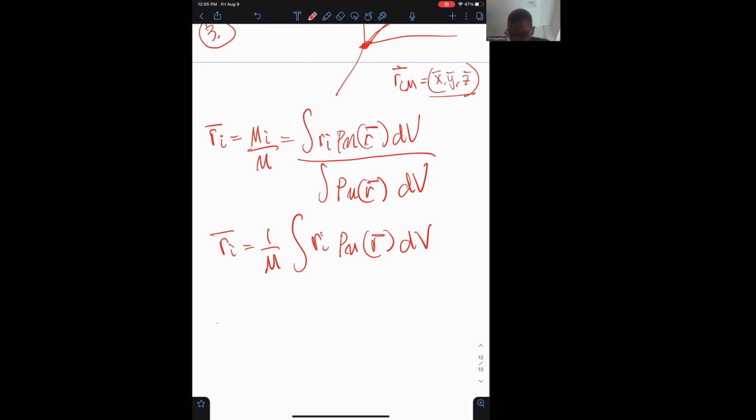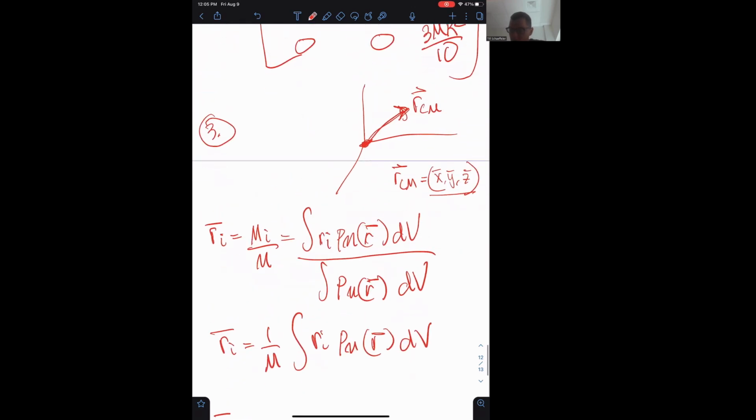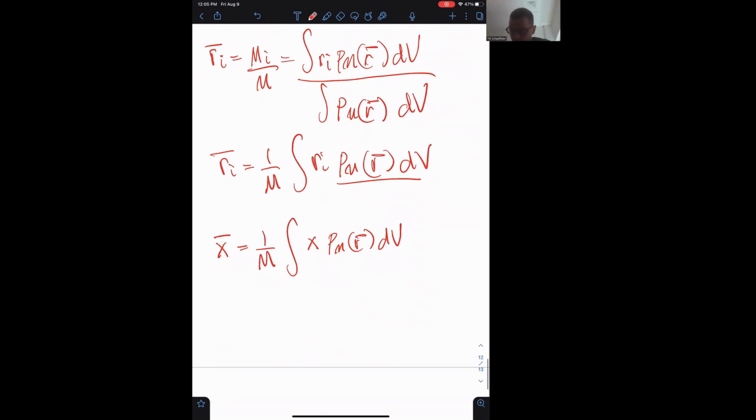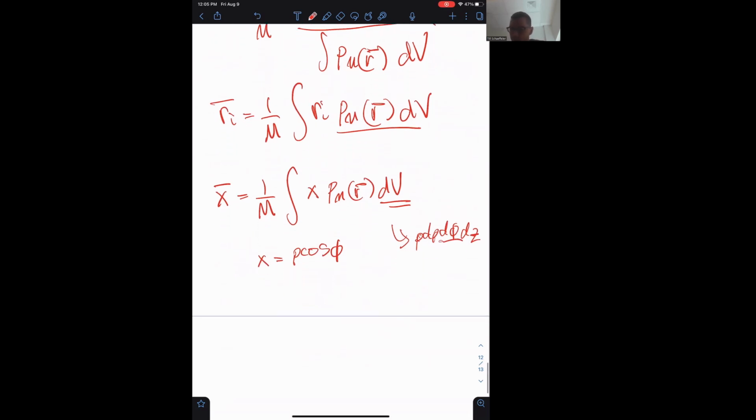So the first one we find is just x. The x coordinate of the center of mass of the cone is equal to 1 over the mass of the cone times the integral of x. And by now you should be getting pretty used to this. It's the same old trick every time. So x in cylindrical coordinates again is rho cosine phi, and then this dV is going to turn into rho d rho d phi dz, and then it's the same trick every single time.